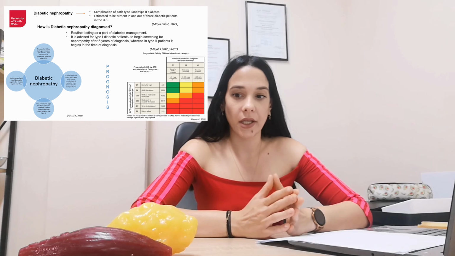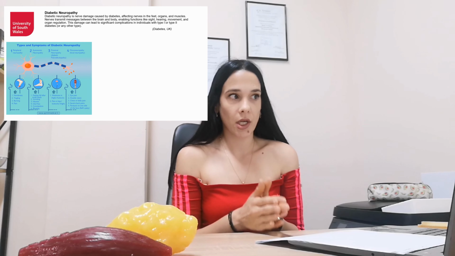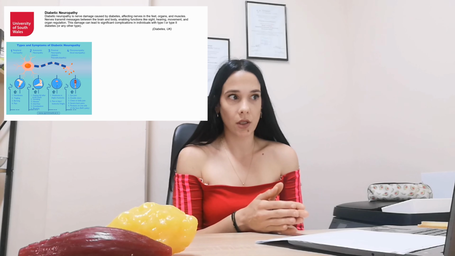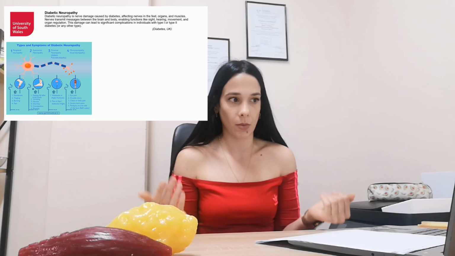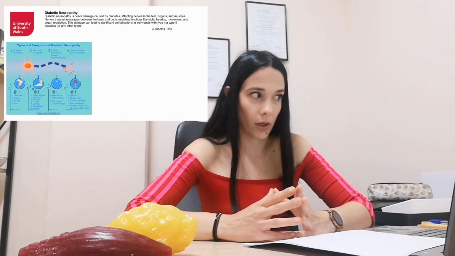Another microvascular complication of diabetes is diabetic neuropathy. Diabetic neuropathy is nerve damage caused by diabetes, affecting the nerves in the feet, organs, and muscles. Nerves transmit messages between the brain and the body, enabling functions in sight, hearing, movement, and organ regulation. This damage can lead to significant complications in individuals with type 1, type 2, gestational diabetes, or any type of diabetes. Diabetic neuropathy has 4 categories.